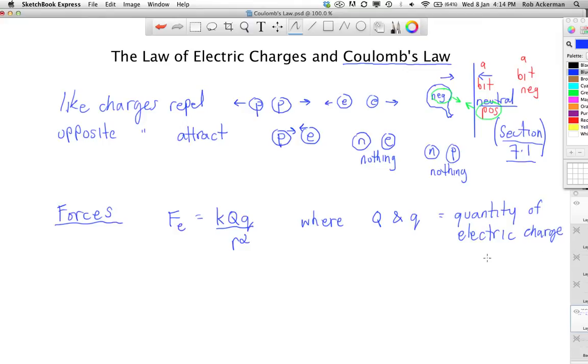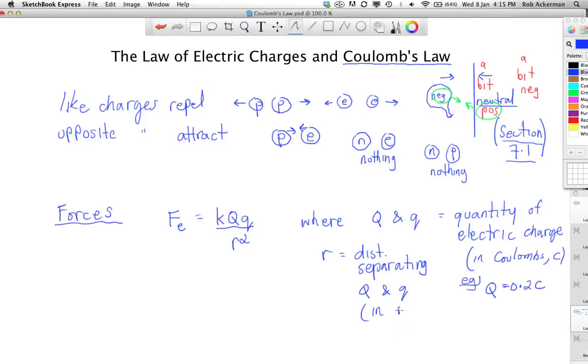Now, if you recall from grade 9 or grade 11, electric charge is measured in coulombs. The letter for that is C. So, for example, you might see something like Q equals 0.2 coulombs. That's how we would write a quantity of electric charge. R is equal to the distance separating big Q and little q, and that of course is in meters.